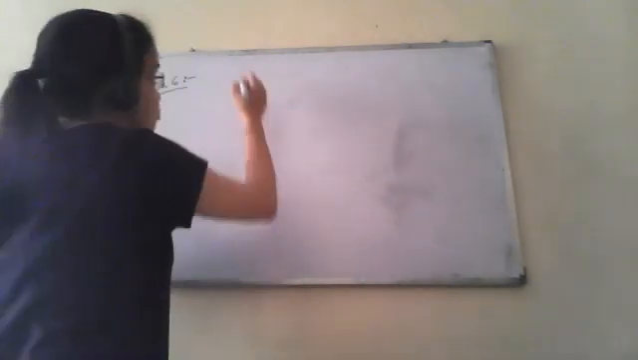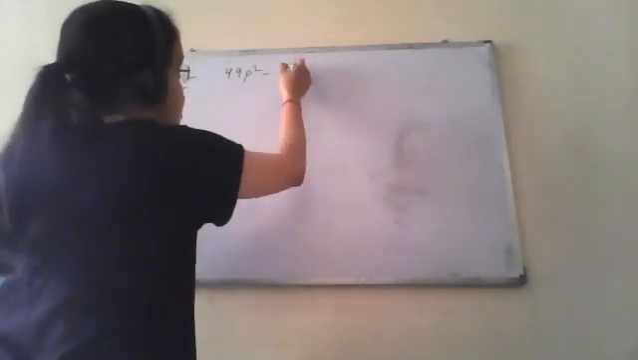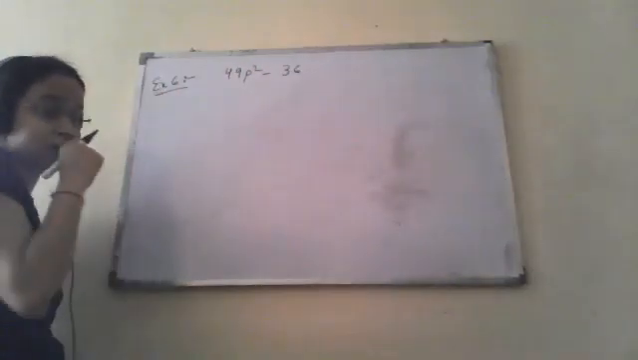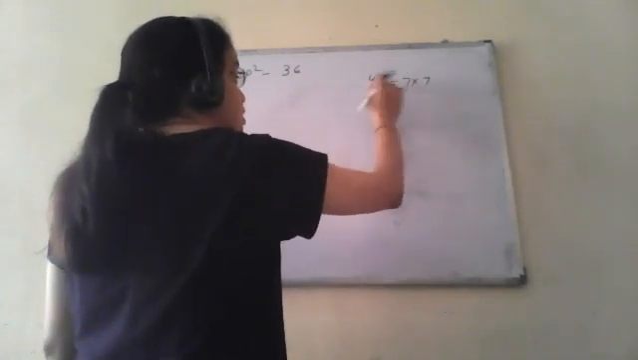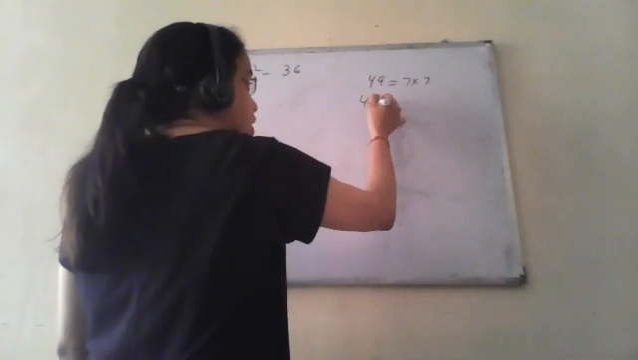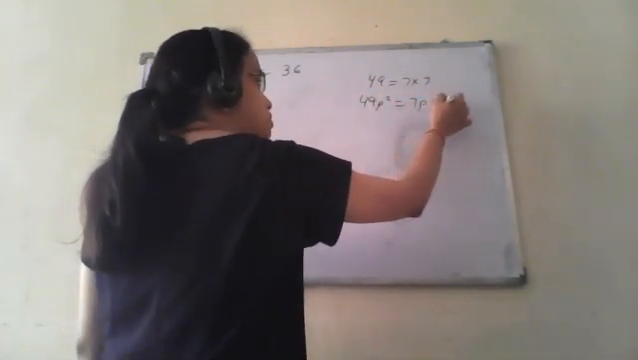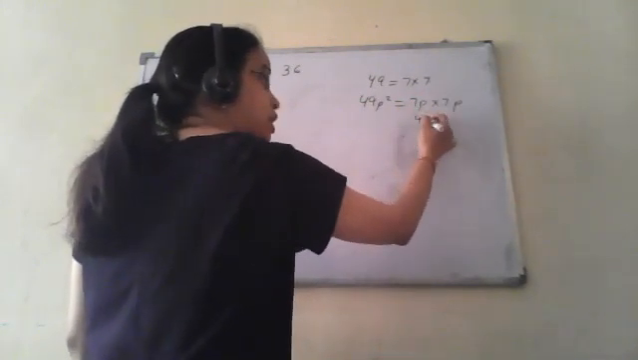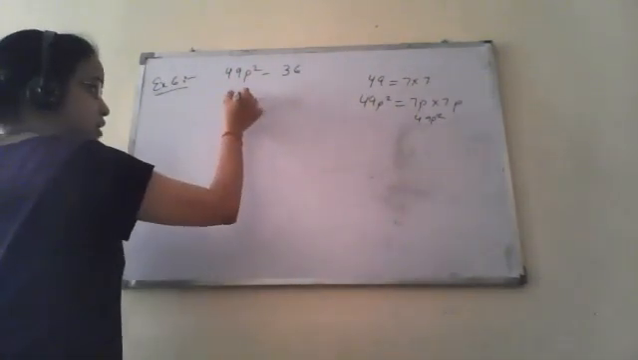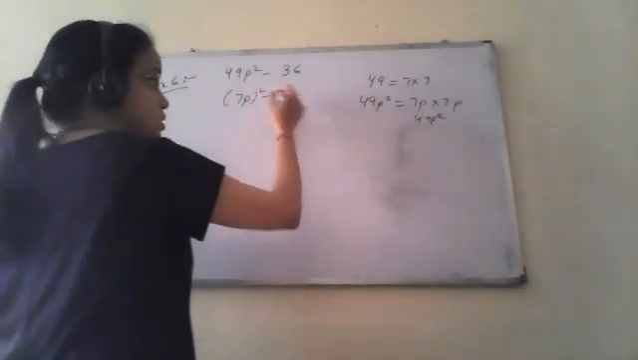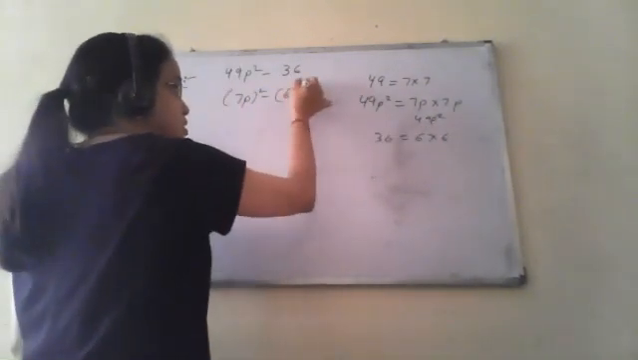This is 49p square minus 36. Now 49 is the square of 7, so 49 can be written as 7 into 7. So this 49p square we can write as 7p into 7p. You can multiply 7 into 7, 49, p into p will be p square. So this 49p square we can write as 7p whole square, minus this 36, which is the square of 6, so it is written as 6 into 6.